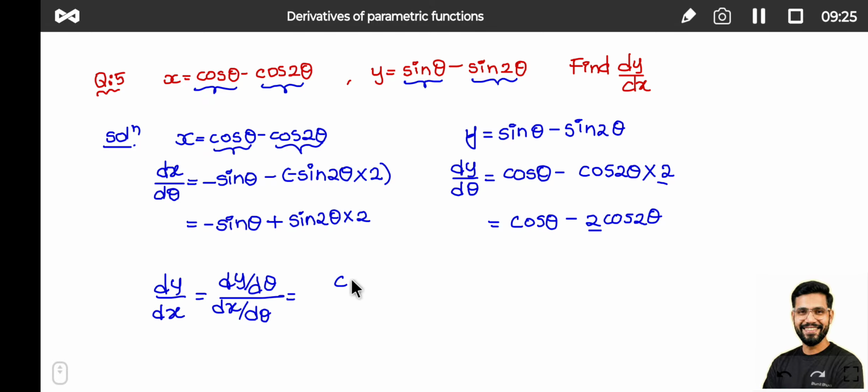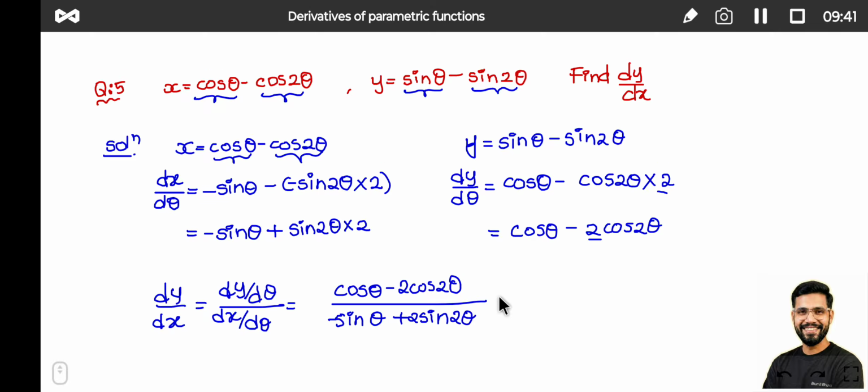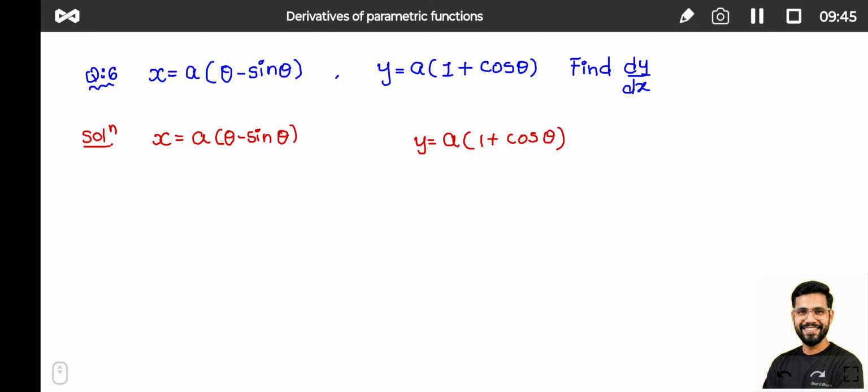So derivative of y is cos theta minus 2 cos 2 theta, upon derivative of x, which is minus sin theta plus 2 sin 2 theta. So this is our final answer. Look at the next problem.